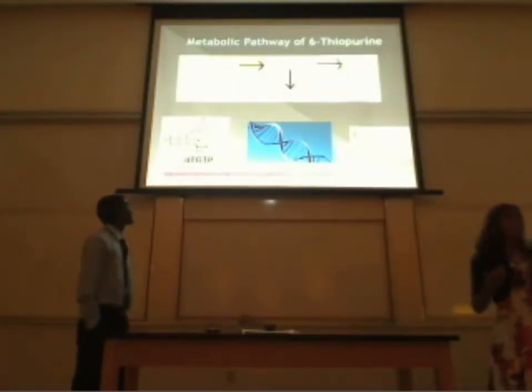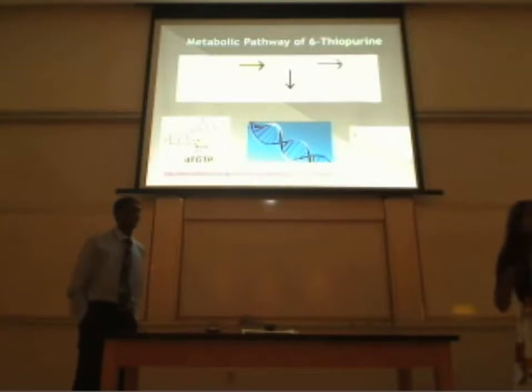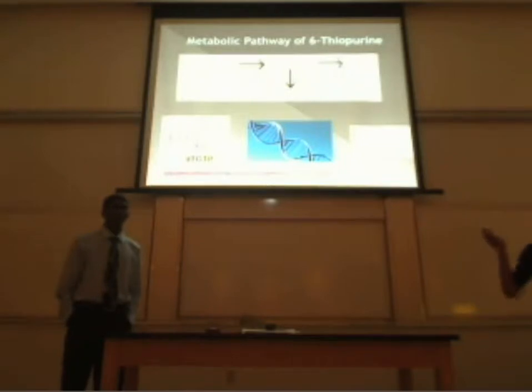The inactive form of 6-thiopurine is called azathioprine, as you can see here. When azathioprine goes into the body, it goes through a series of metabolic reactions and is converted into 6-thiopurine. 6-thiopurine is then converted into 6-thiouric acid and into a compound called, okay, ready for this? Deoxy-6-thioguanosine 5'-triphosphate. It's also known as DTGTP.